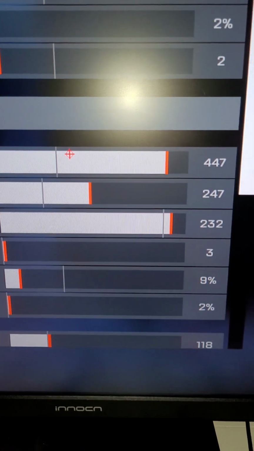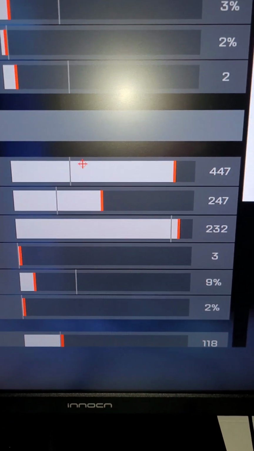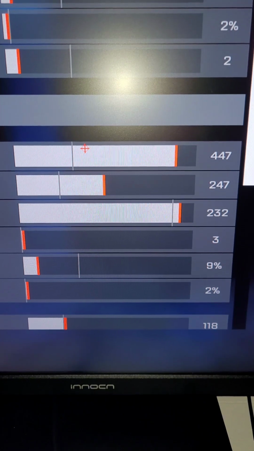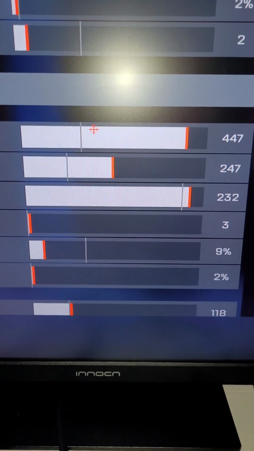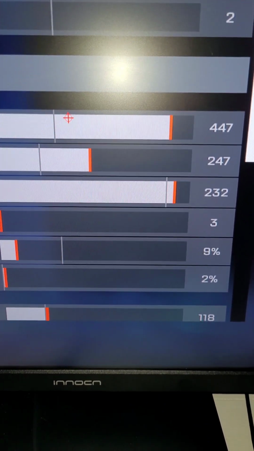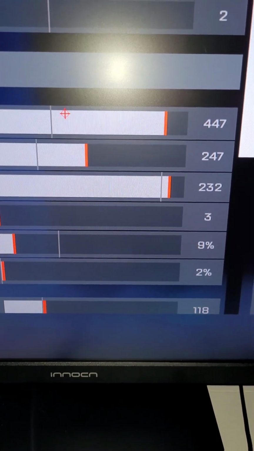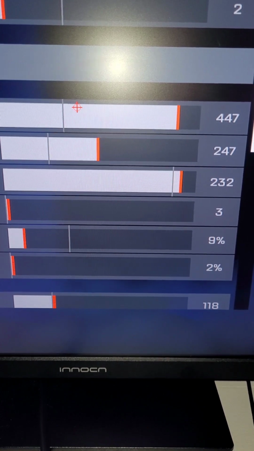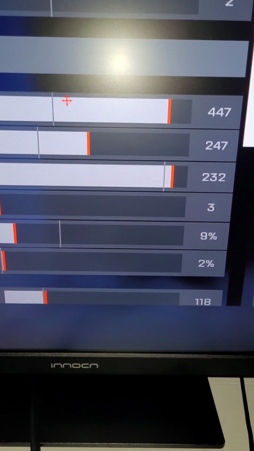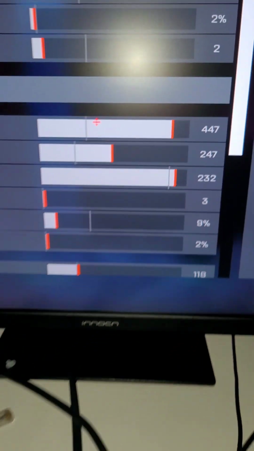You want your yaw speed at 447. You want your pitch speed at 247. You want your turning extra yaw at 232. You want your turning extra pitch at 3. You want your turning ramp up time at 9%. You want your turning ramp up delay at 2%.